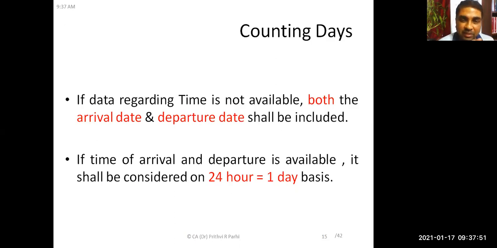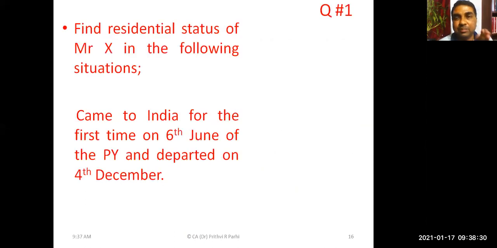Both arrival and departure dates, and where possible, time are also stamped in that person's visa, in the person's passport. From the passport entry, we can find out what is the time of entry and what is the time of exit. So if time of arrival and departure is available, then 1 day shall be considered on the basis of 24 hours. 24 hours will be regarded as 1 day. This condition you have to remember. If time data is not available, both arrival date and departure date will be included in the period of stay. Okay.